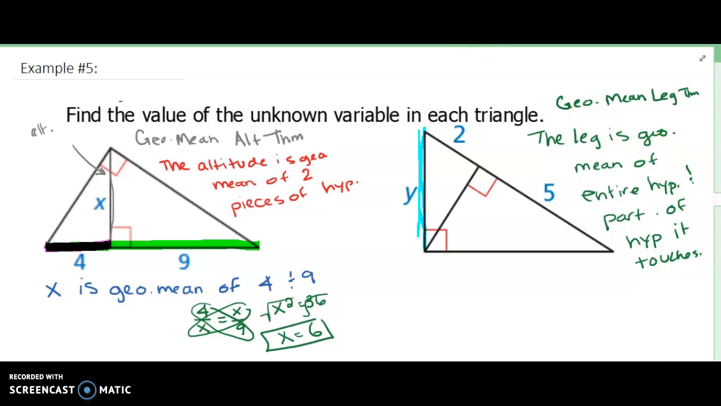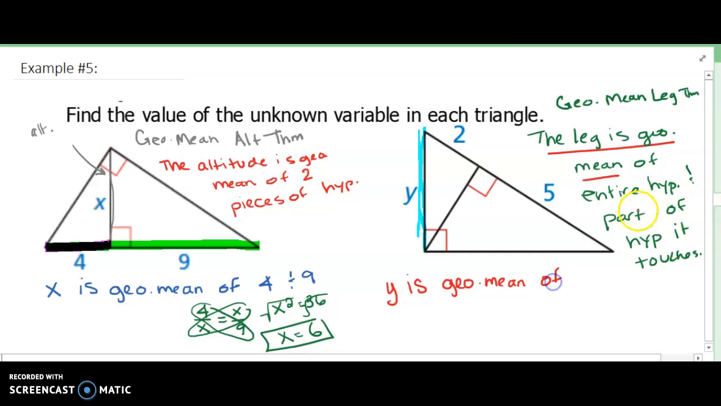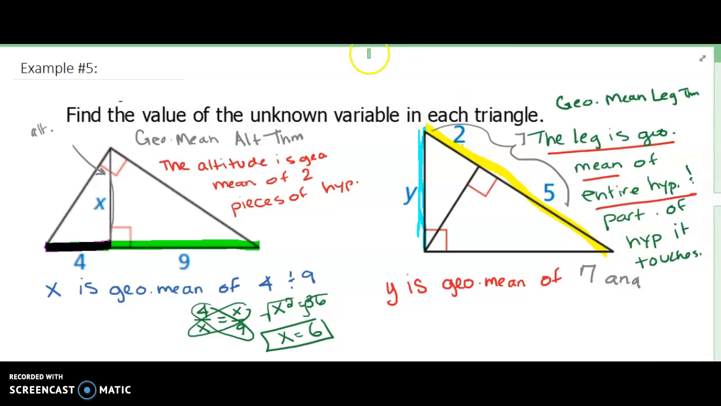So if I start filling stuff in, the leg is the geometric mean. Well, my leg is y, so y is the geometric mean of the entire hypotenuse. Guys, this is the entire hypotenuse. This is where most people make a mistake. The entire hypotenuse is 2 plus 5, which is 7. So y is the geometric mean of 7 and the part of the hypotenuse it touches. If I'm talking about this blue leg, the part of the hypotenuse it touches is right here. So of 7 and 2.